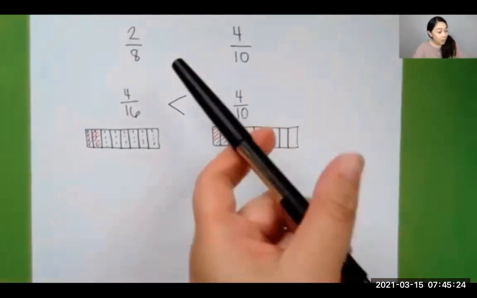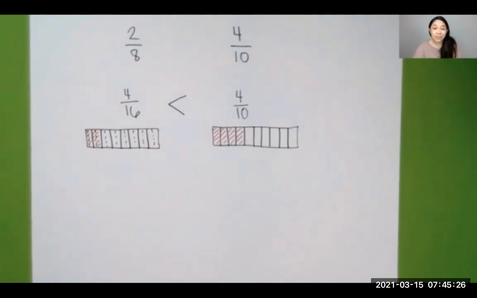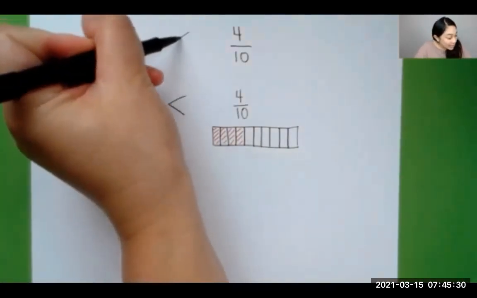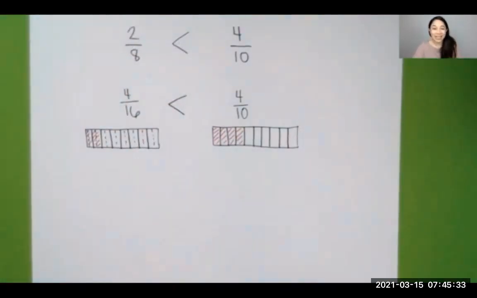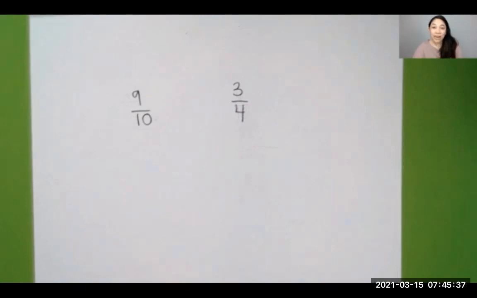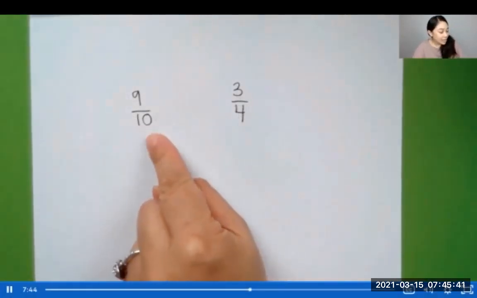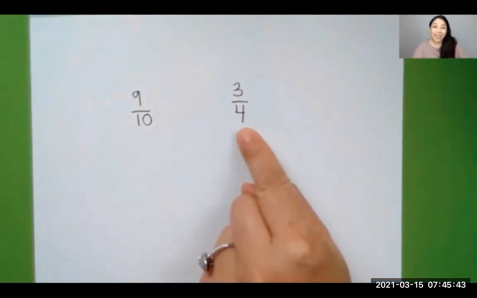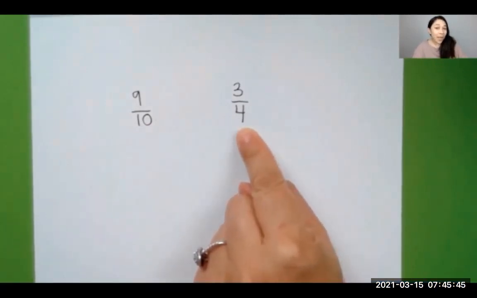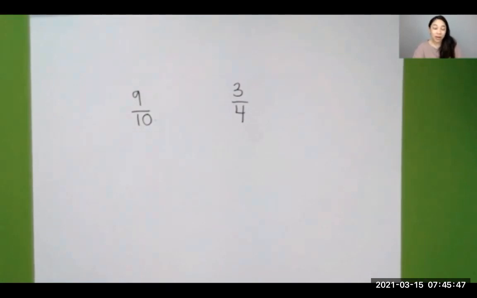Let's now compare 2/8 and 4/10. 2/8 is less than 4/10. The next two fractions that we're going to compare are 9/10 and 3/4. I'd like you to go ahead and pause the video here to come up with a strategy for comparing these two fractions. We'll share our ideas when you return.